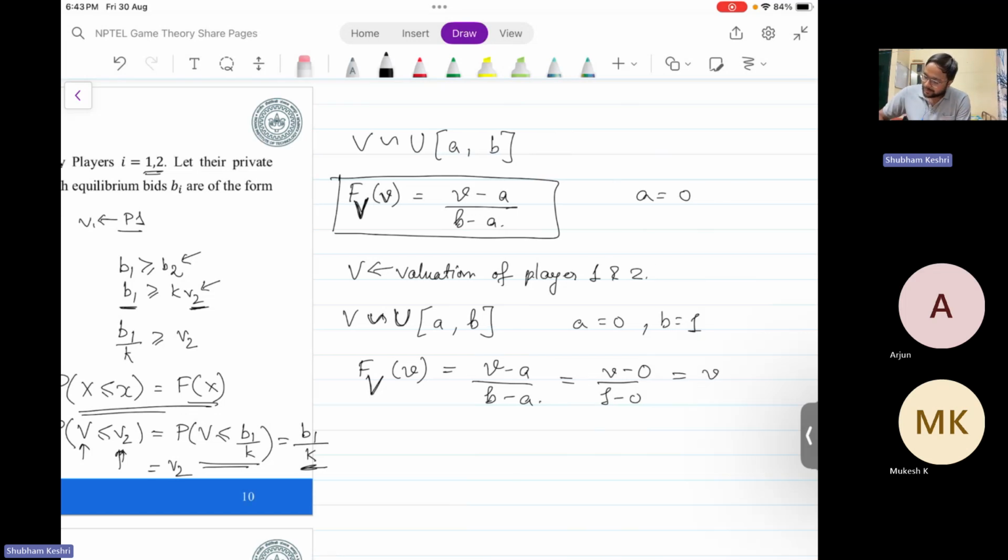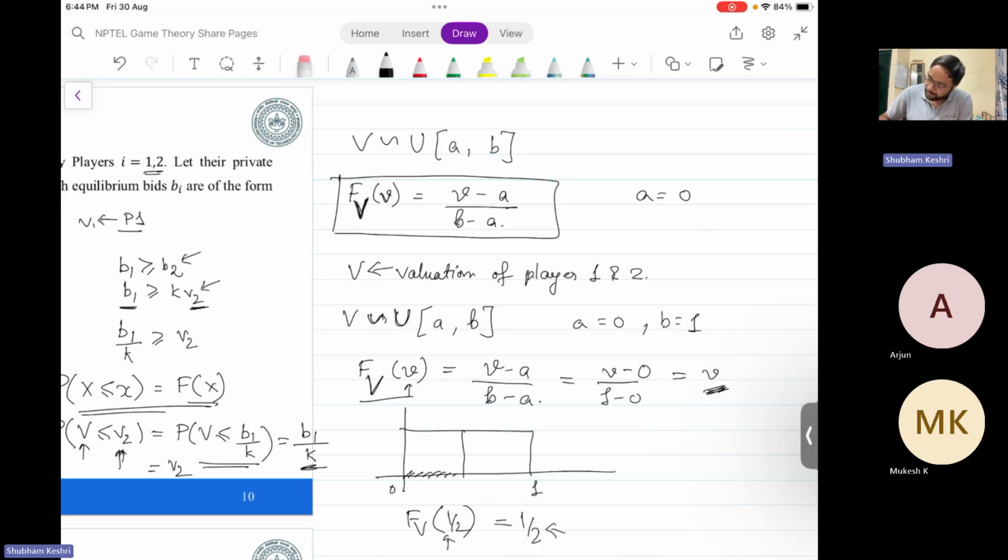So in the lecture, you will see that when a professor had told you, for example, you want to calculate the distribution at half, you just take half and that length will be the distribution. So this is actually half. You see, capital F of v is actually small v. It is taking that same value. Over here you put half, you will get half. Over here you put v, you will get v. This only happens when a is equal to 0 and b equals 1.